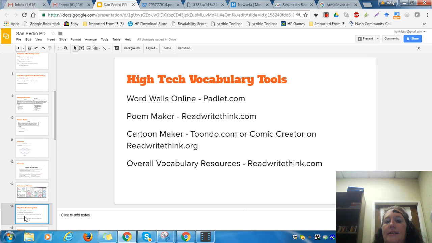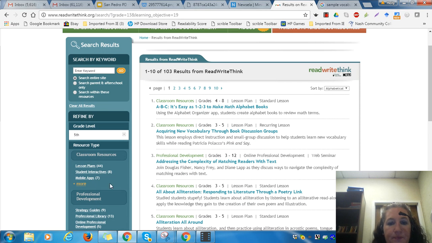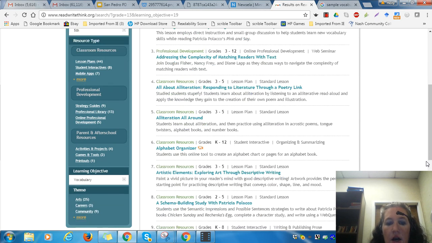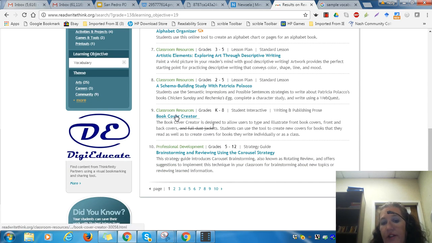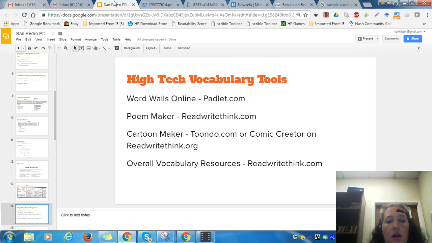Now, there are also some high-tech vocabulary tools out there. Read, Write, Think has a lot of really good tools. So on Read, Write, Think, I actually went to 5th grade and I went to vocabulary, and there are 103 lesson plans that are vocabulary. There's an alphabet book, which is really good. I really enjoy alphabet books. There's an alphabet organizer. There's a book cover creator. That's one of my favorites. The carousel strategy is really good. So Read, Write, Think has a lot of really good high-tech information on there.